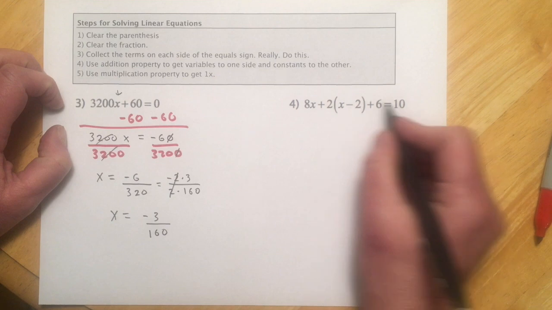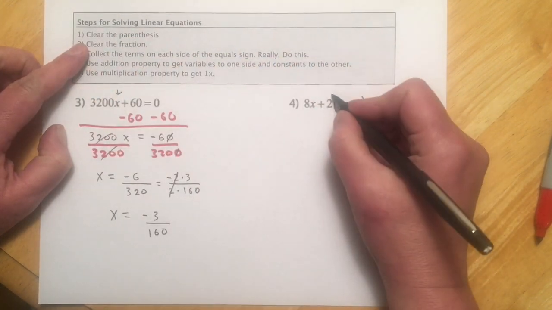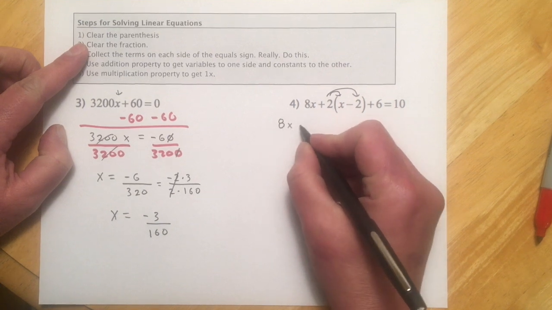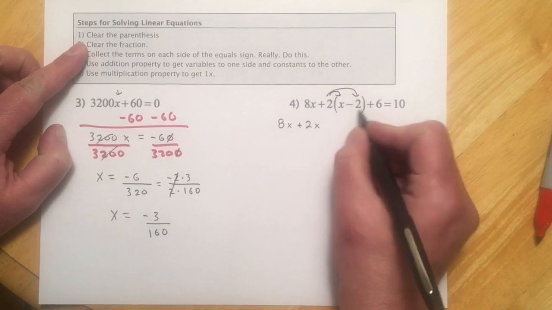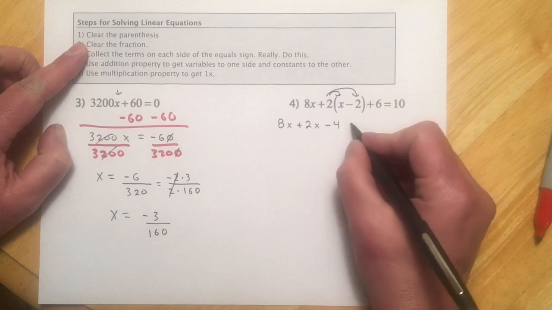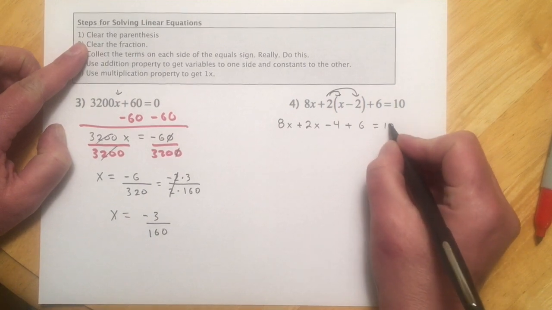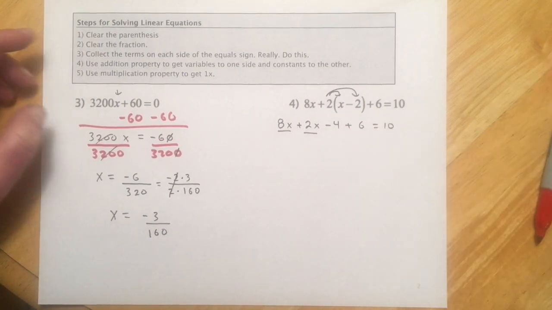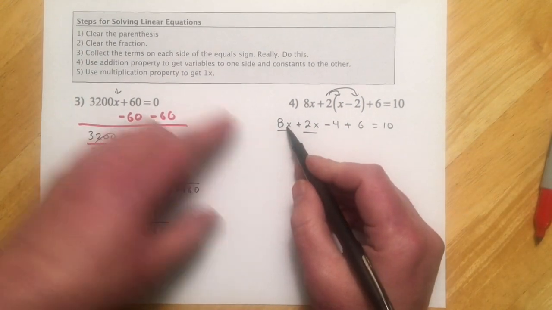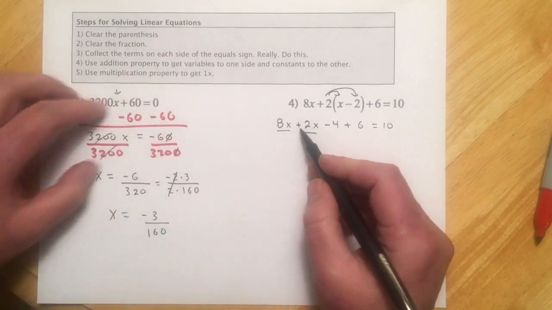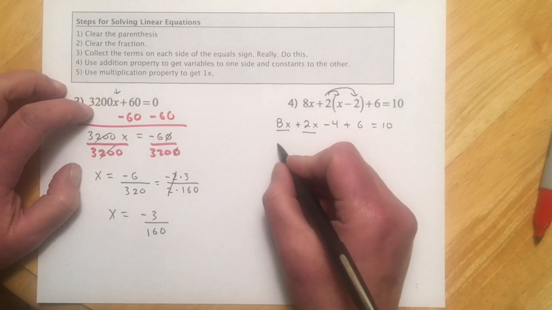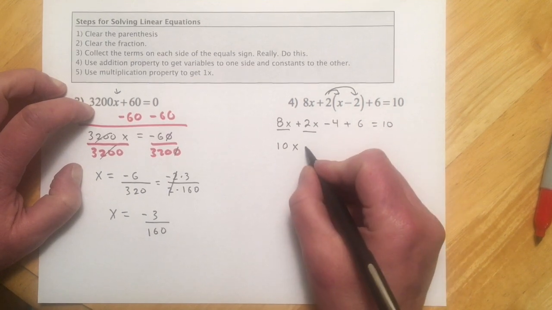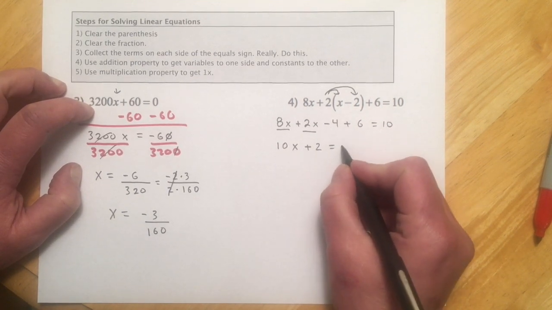Let's see this equation over here. We have parentheses this time, so I'm going to go ahead and do a little distribute. That would be 8x plus 2x minus 4 plus 6 equals 10. And here's where I've got these like terms. This is the collect the terms on each side of the equal sign. So 8x plus 2x, I can combine those and make a 10x. Minus 4 plus 6, I can combine those and make a plus 2.